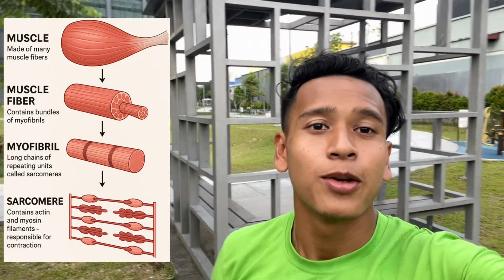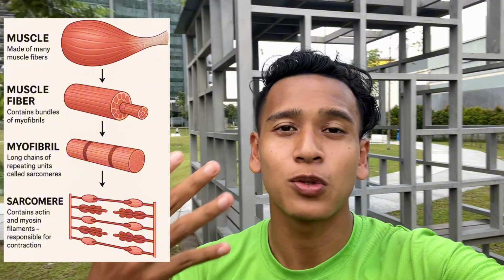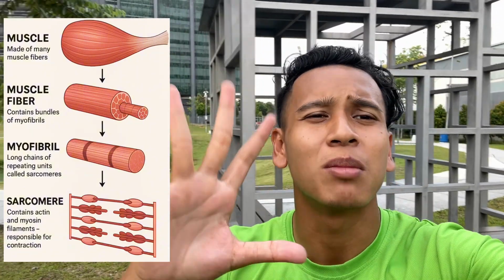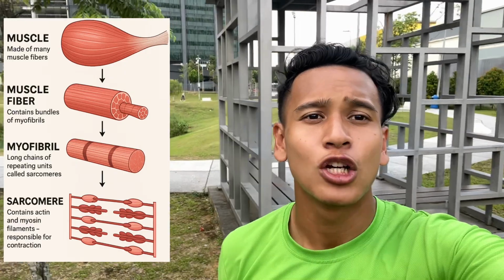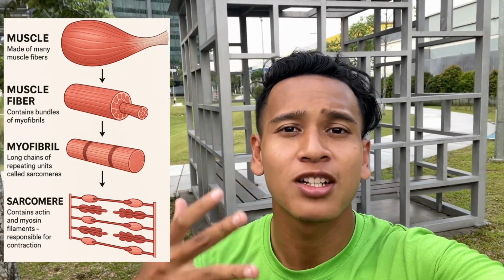Okay. Before we get into the sliding part, let's zoom into what the muscle is actually made of. Inside your skeletal muscles, you will find long cells called muscle fibers. Within those fibers are even smaller threads called myofibrils, and inside those are sarcomeres, the basic contractile units of muscle. Think of sarcomeres like little engines, lined up in a row, repeating again and again.